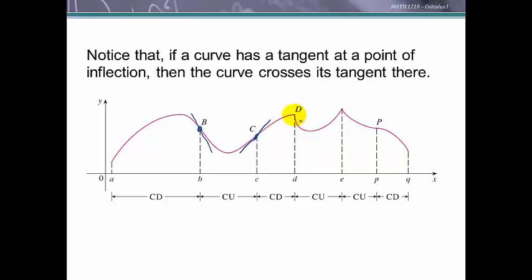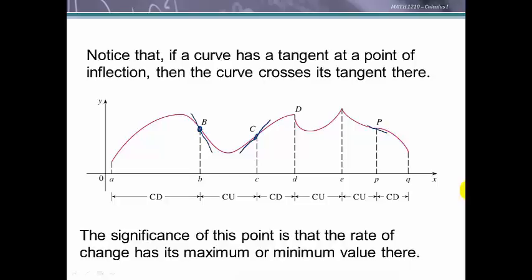Now, right here, the derivative doesn't exist because of our corner or cusp, and that's also true at E. If we're looking at P, the tangent there goes across as well. So the significance of this inflection point is that the rate of change has its maximum or minimum value there. So the derivative function itself has its maxes or mins at these inflection points.